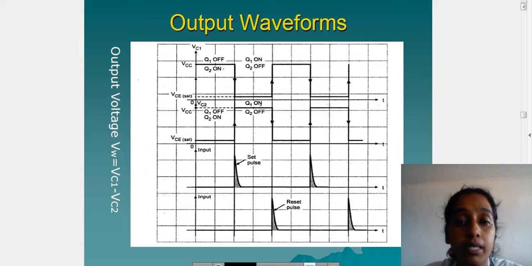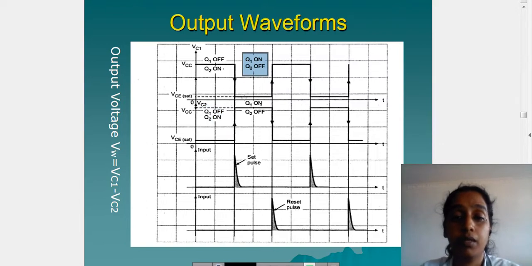This is the waveform of the bistable multivibrator. When Q1 is off, Q2 is on. When Q1 is on, Q2 is off. So no two transistors are on. When I give a set pulse, the waveform is set, and when I give a reset pulse, it is reset. So this is the waveform of the bistable multivibrator.